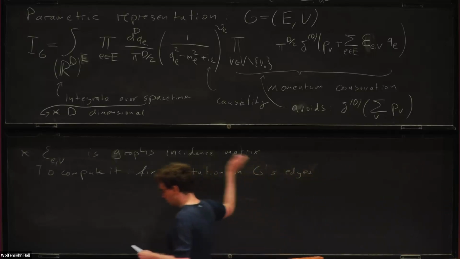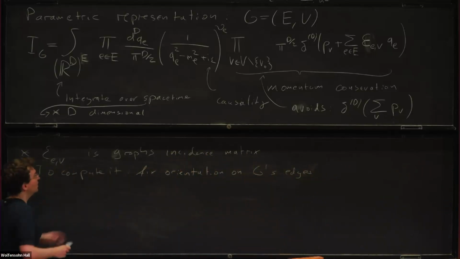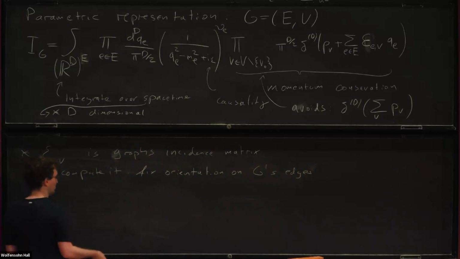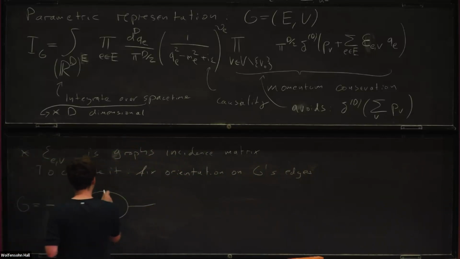So yeah, I want to be precise. So I'm going to give you a definition of this epsilon EV matrix. So you have to fix this orientation on the graph's edges. And I do this by example. So let's say the graph is this one here.